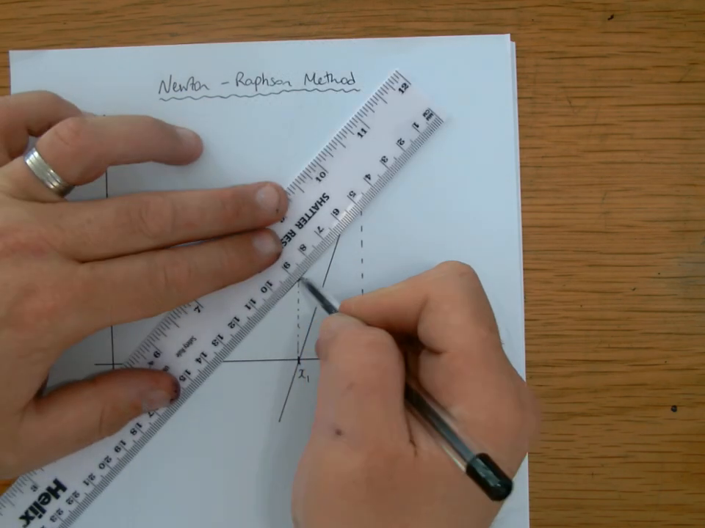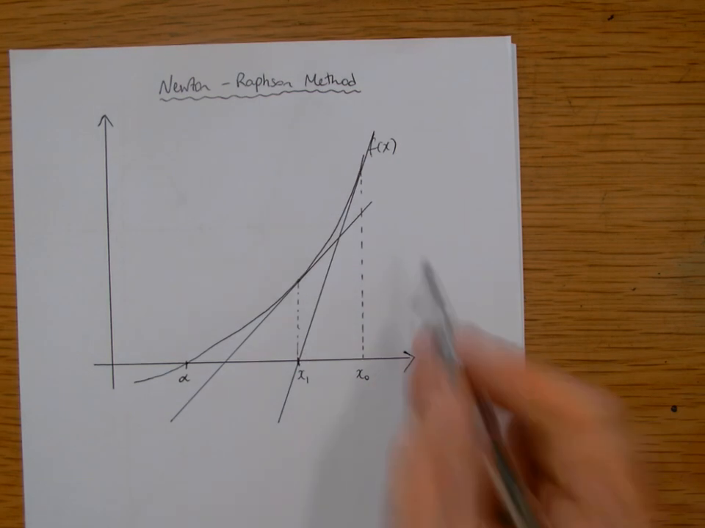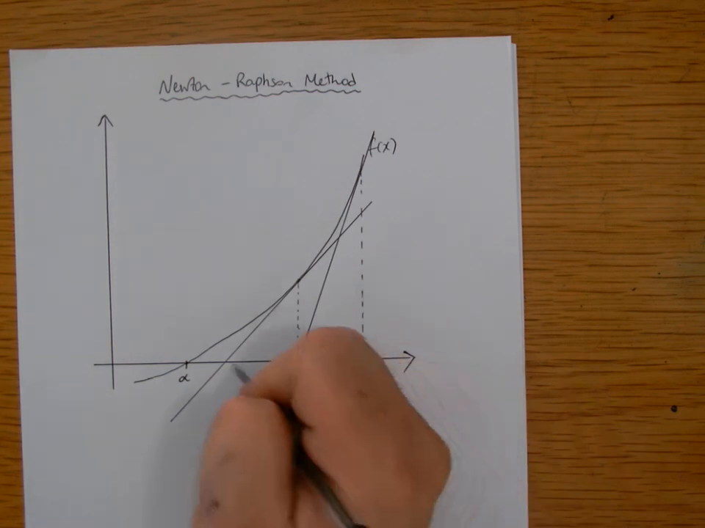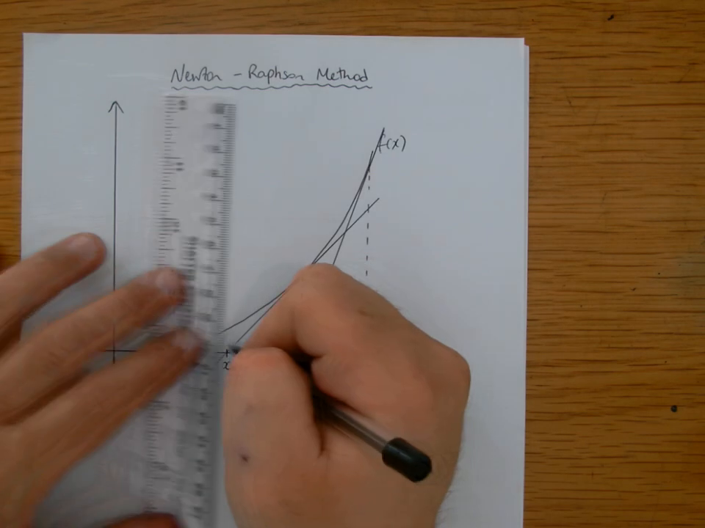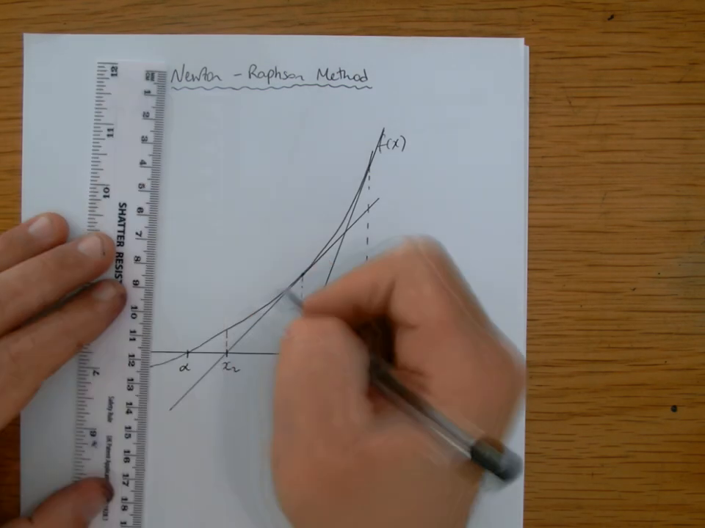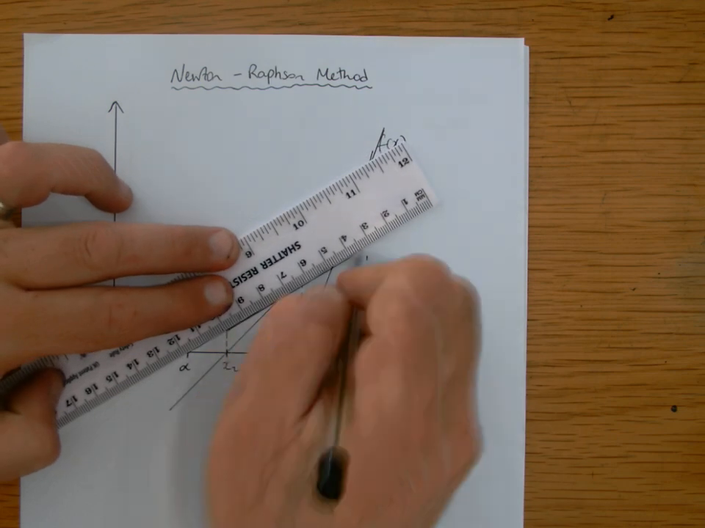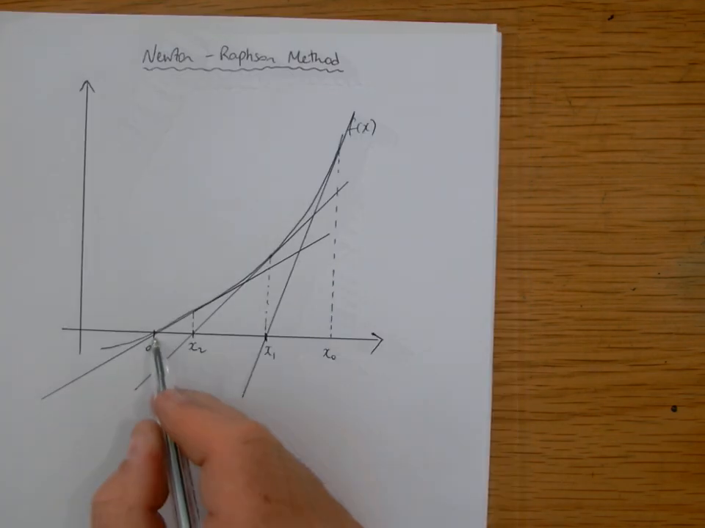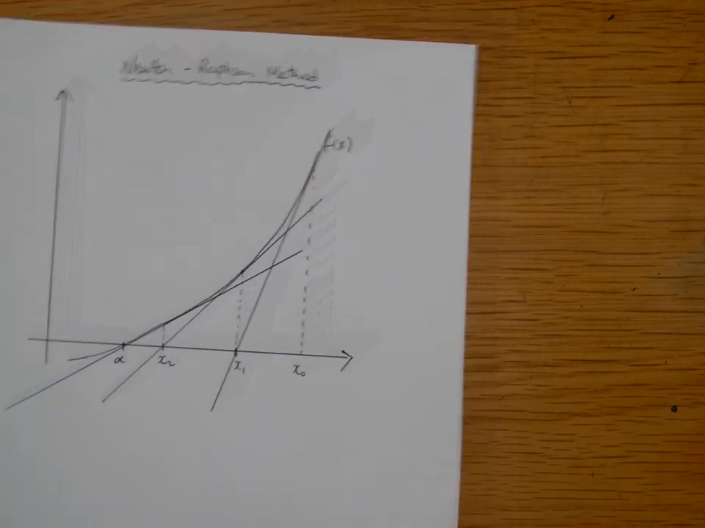So draw my tangent at the curve there. And where that tangent cuts the x-axis is going to be my next input value, so that's going to be my x2. So you can see now I'm getting closer and closer to the root. With x2, it's the same process. We're going to draw a tangent to the curve there, and you can see it's basically homing in on that root quite quickly. So that's the process of Newton-Raphson. It's all to do with the tangents.